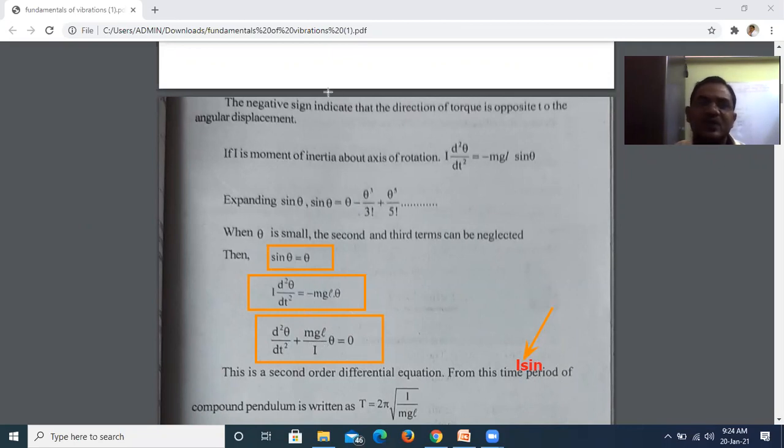So what is omega? Angular frequency. I am writing here: angular frequency omega square is equal to mgl by capital I. Then angular frequency omega is the under root of mgl by I. Then the time period is related with the angular frequency. We know that T is equal to 2 pi by omega.